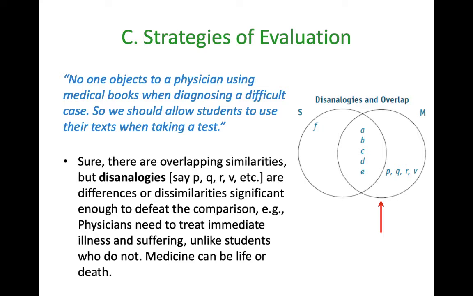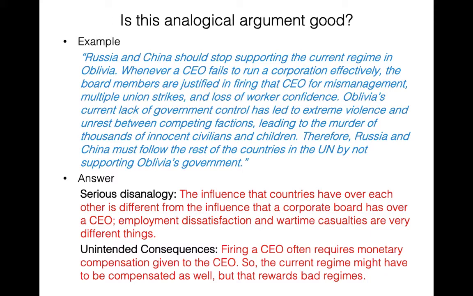However, there are also differences, say P, Q, R, and V. And these dissimilarities are significant enough, I think, to defeat the comparison. For instance, physicians need to treat immediate illness and suffering, unlike students who do not. Medicine can involve life or death decisions. Okay, one more example. Is this analogical argument good?